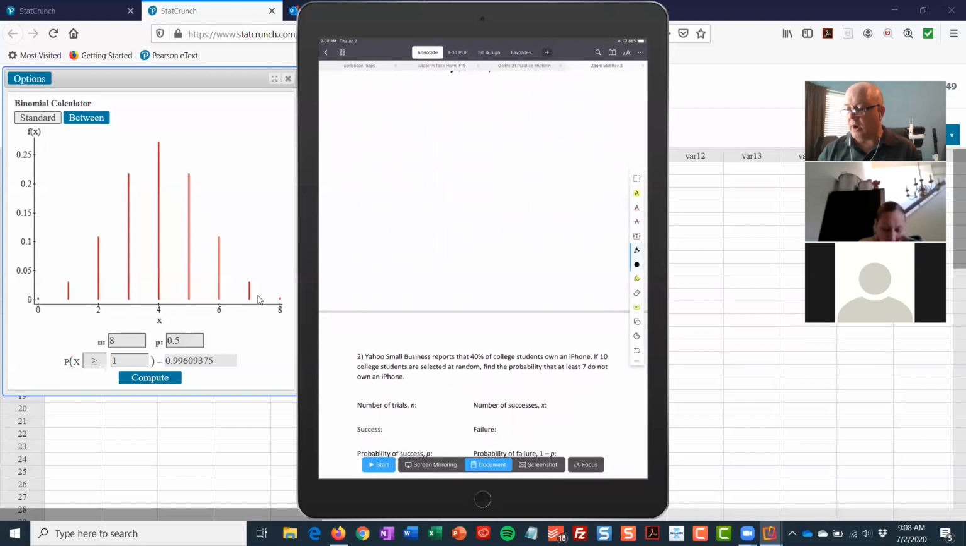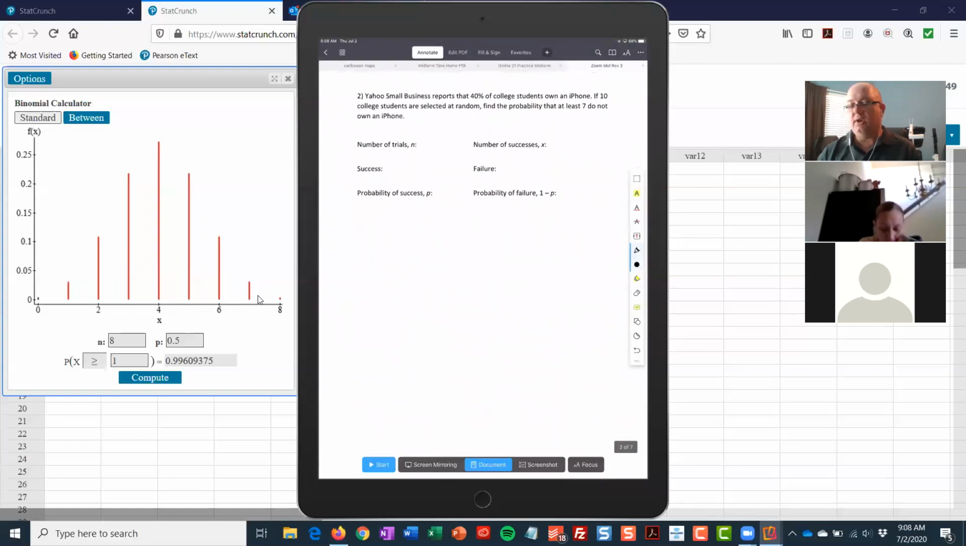Okay, the second problem, also binomial, is what I call in our face-to-face classes a switcheroo. And the reason for that is that the percentage that's given is not the actual percentage we're going to use in the problem. I read through it really quickly. I see something about 40%. I see 10 students are selected, find the probability of at least 7 are in some group.